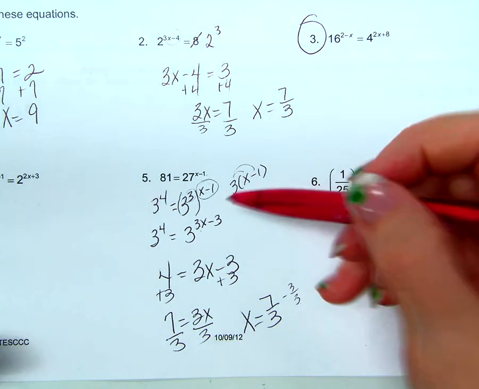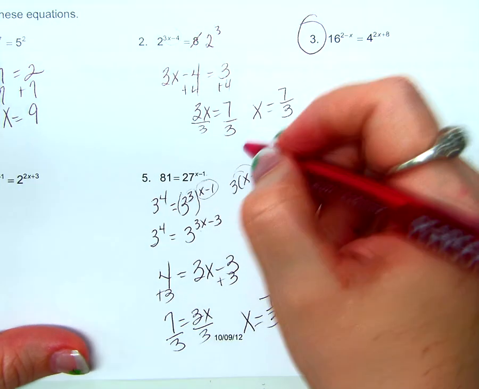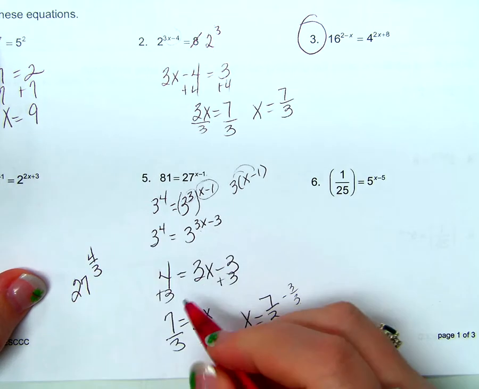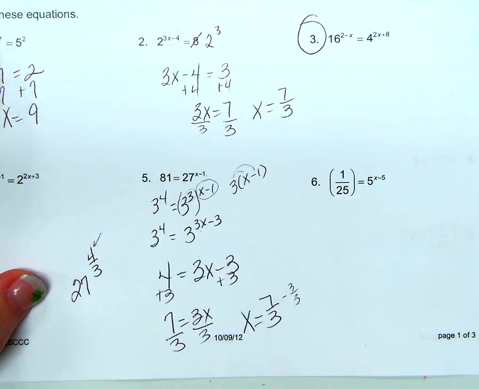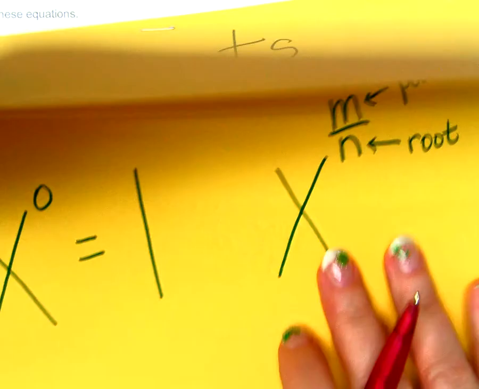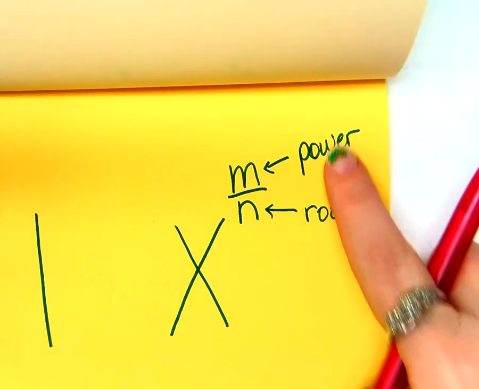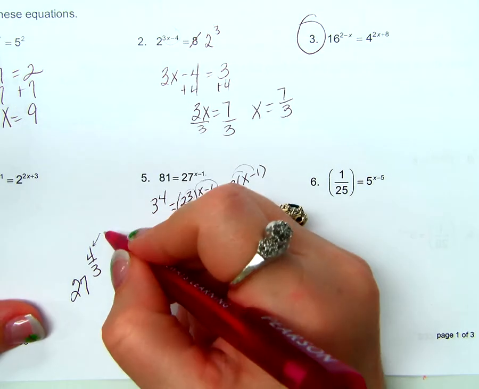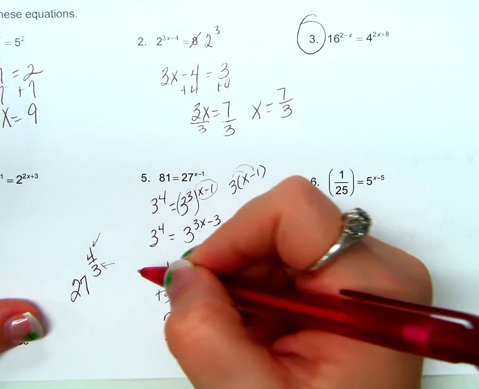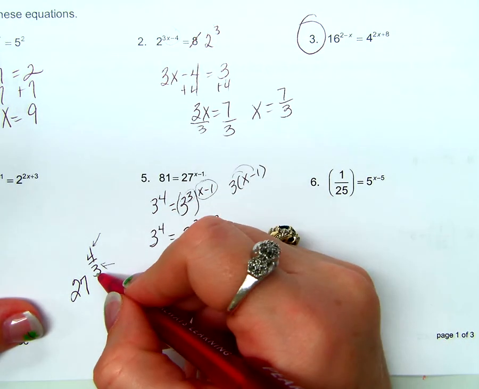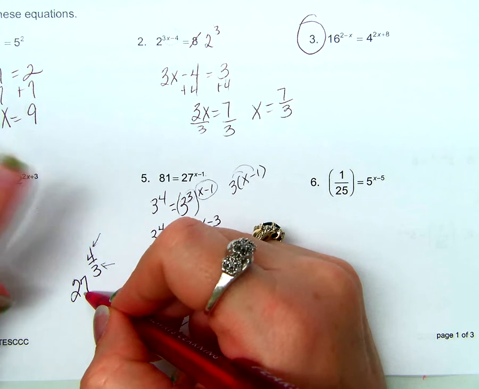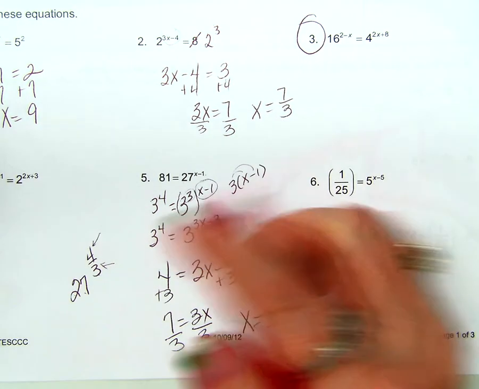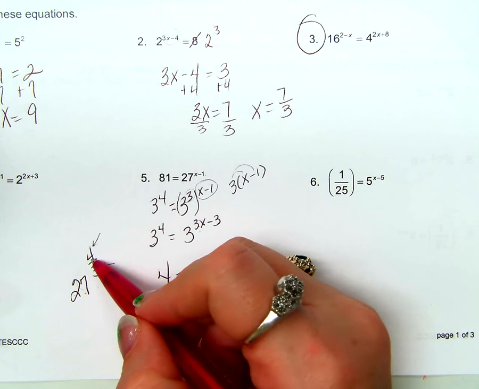Now you ready to do some math in your head? Okay, so right now we have 27 to the 4/3 power. Yesterday, on our foldable, we said the top was the power and the bottom was the root. What is the cubed root of 27? What times itself is 27? 3. What's 3 to the 4th power?